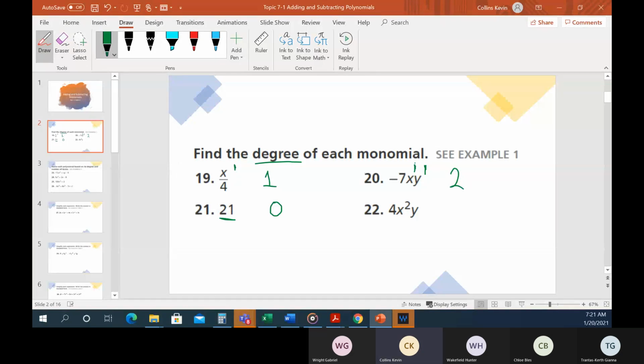Perfect, nice job. Okay, and then the last one here, remember if there's no exponent here, that's technically y to the first. And if you add the exponents together, what's our degree on this guy? All right, so I think Chloe's got it. Beautiful. Okay, so let's move on.